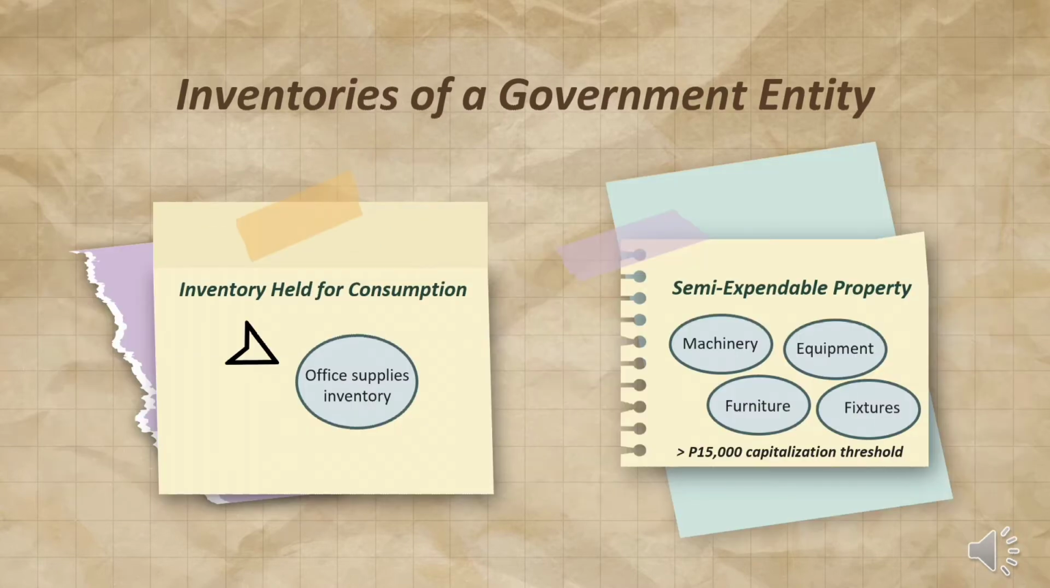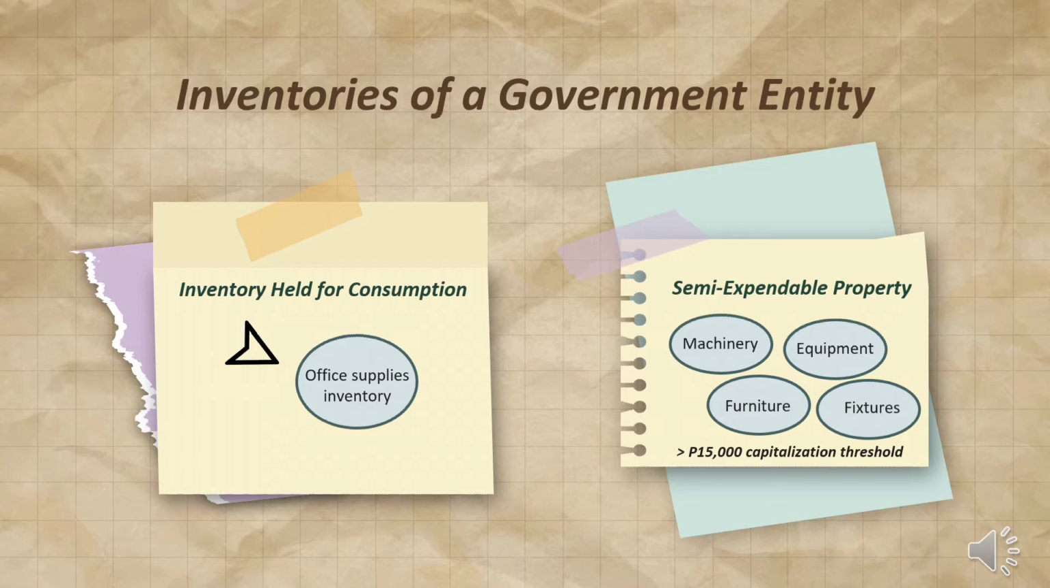Next, we have the inventory held for consumption. This is the inventory or items that are used or consumed during the operations or process of the business. Like for example, in an office of a government entity, we use bond paper, pens, and other office supplies, like the office supplies inventory such as bond paper, or whatever you need in normal business operations.